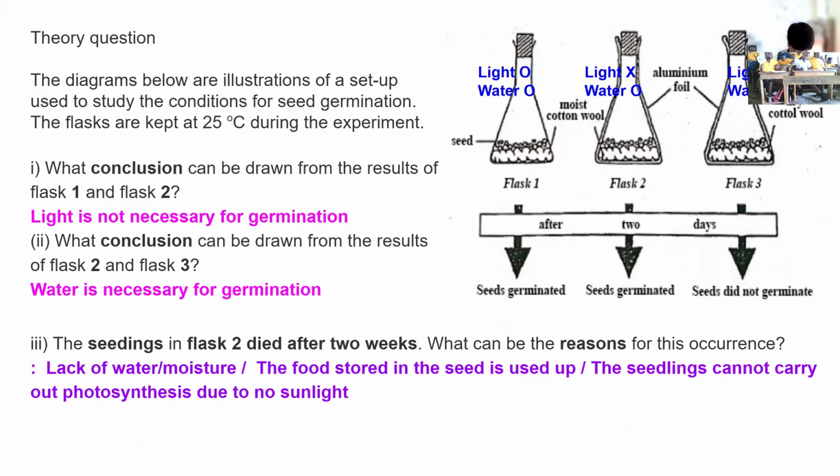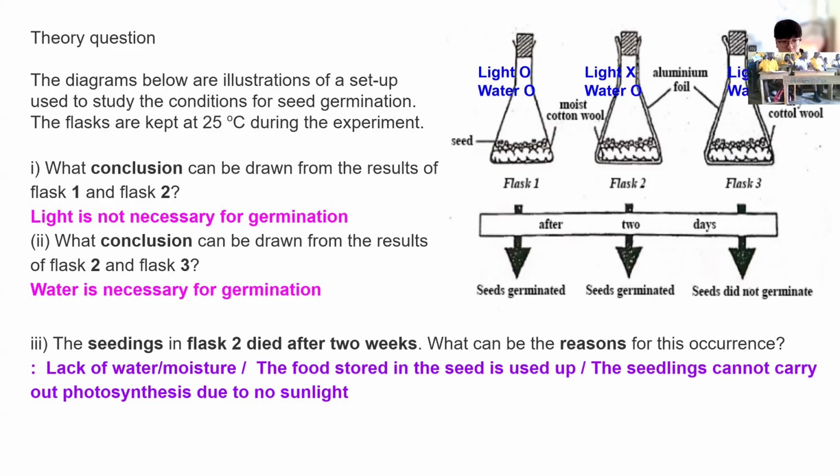All right. So let's look at this next theory question. The diagrams on the right here illustrate a setup used to study the conditions for seed germination. The flasks are kept at 25 degrees Celsius during the experiment. So this is a little bit complicated, so I'm going to help you through this problem at first, and I hope everyone understands why it is correct.